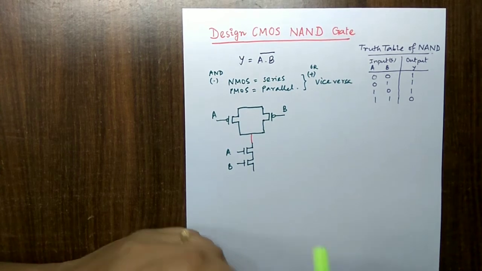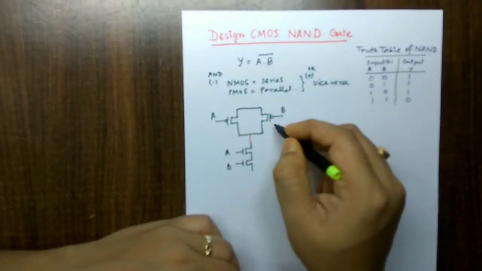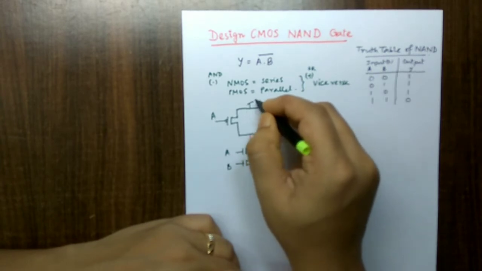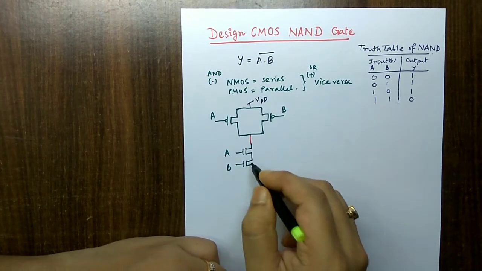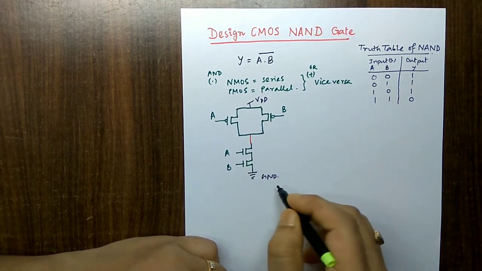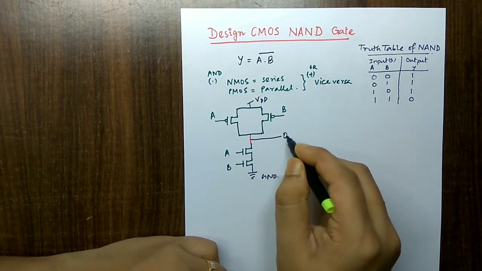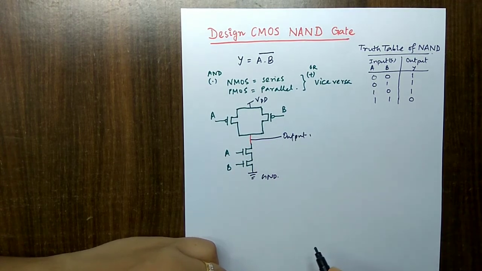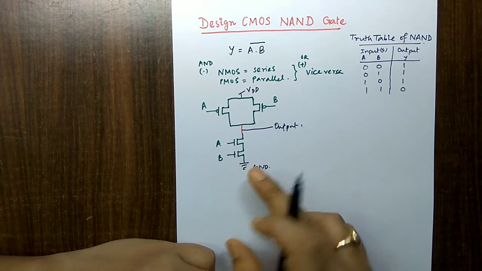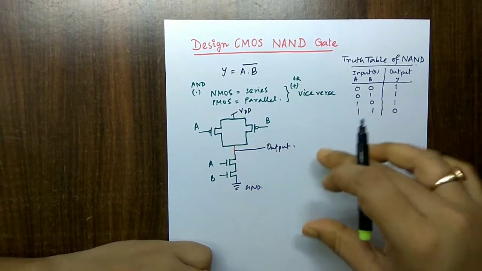Since the PMOS can easily pass logic 1, the PMOSes should always be connected to VDD. And since NMOSes can easily pass logic 0, the NMOSes are always connected to ground. I am showing GND here. And in between these two networks, I need to bring the output line. So this is the output. This is the circuit diagram. I hope it is clear to all of you how to draw this circuit, that is, how a basic NAND gate can be drawn using CMOS.